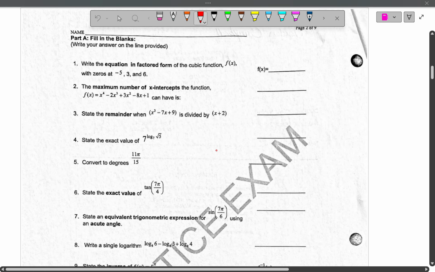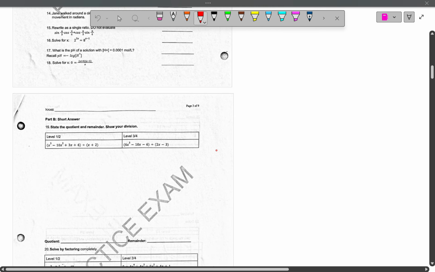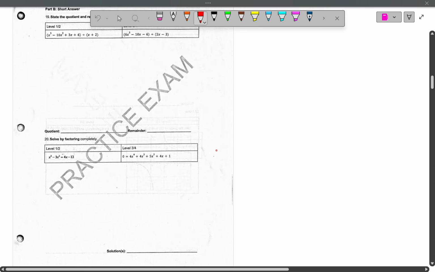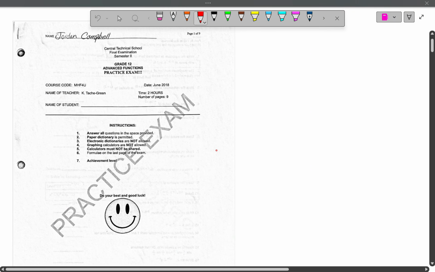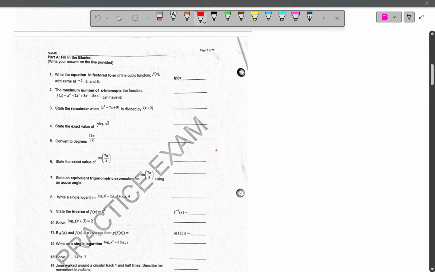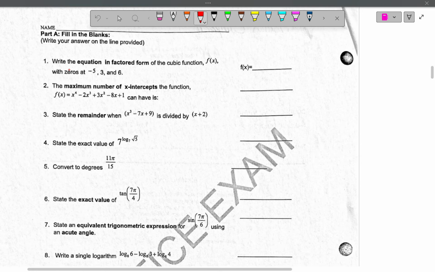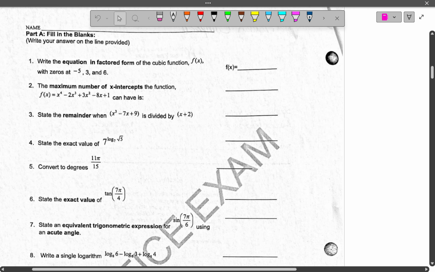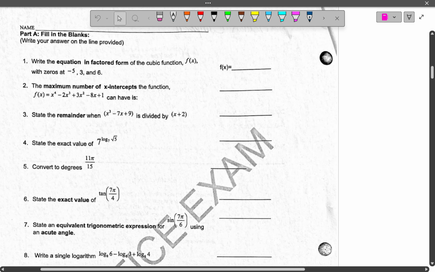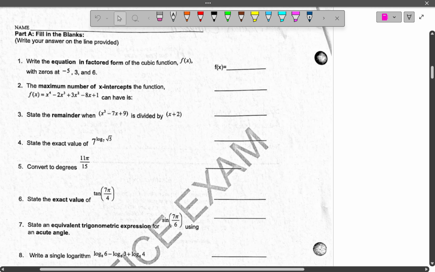Okay, so I'm going to try and go through this as much as I can in one go, but I might have to break this video up. So for the first part, question 1: write the equation in the factored form of the cubic function f of x with zeros at -5, 3, and 6. A couple of things can be mentioned. We're writing the equation in factored form.